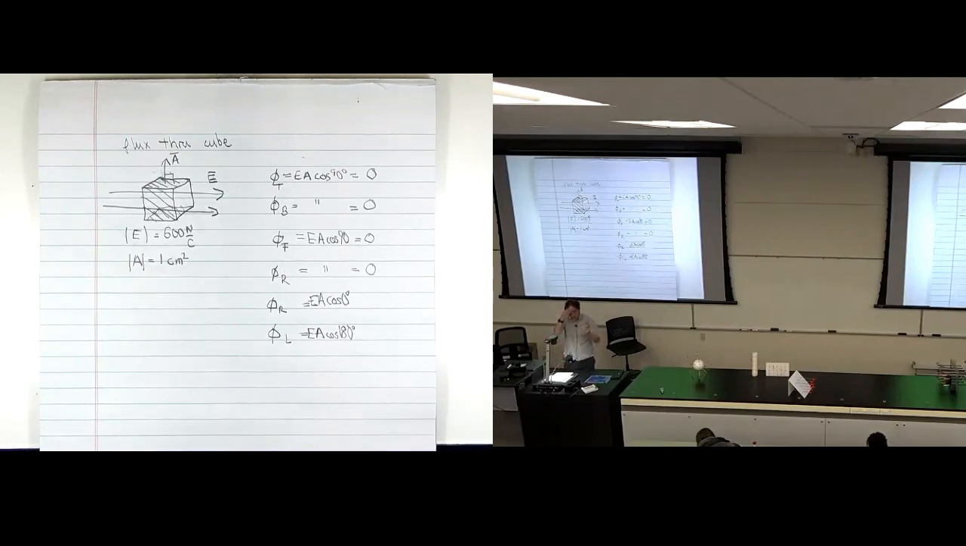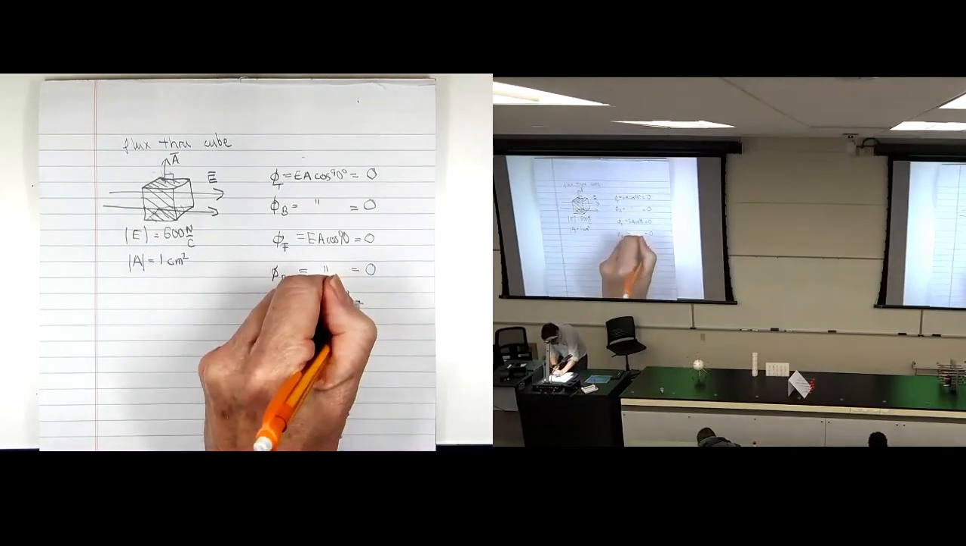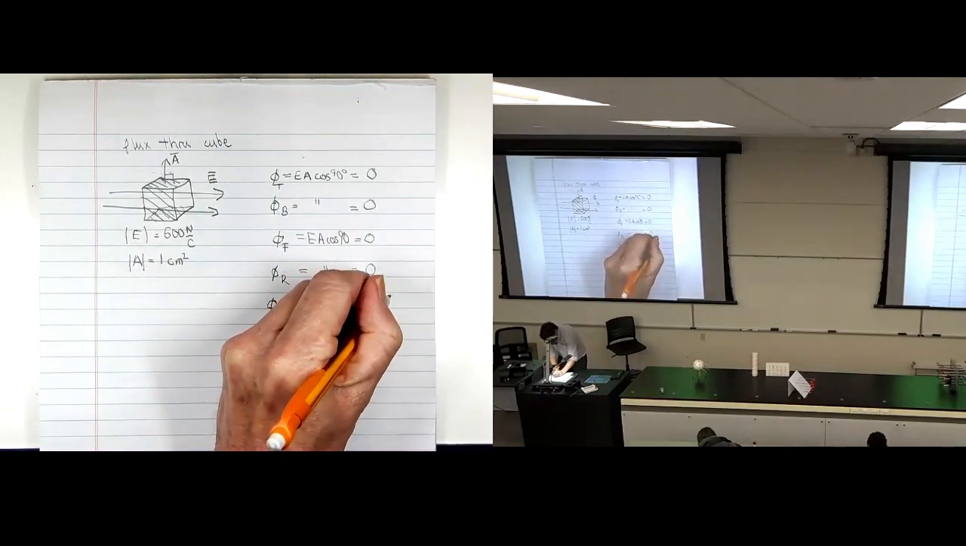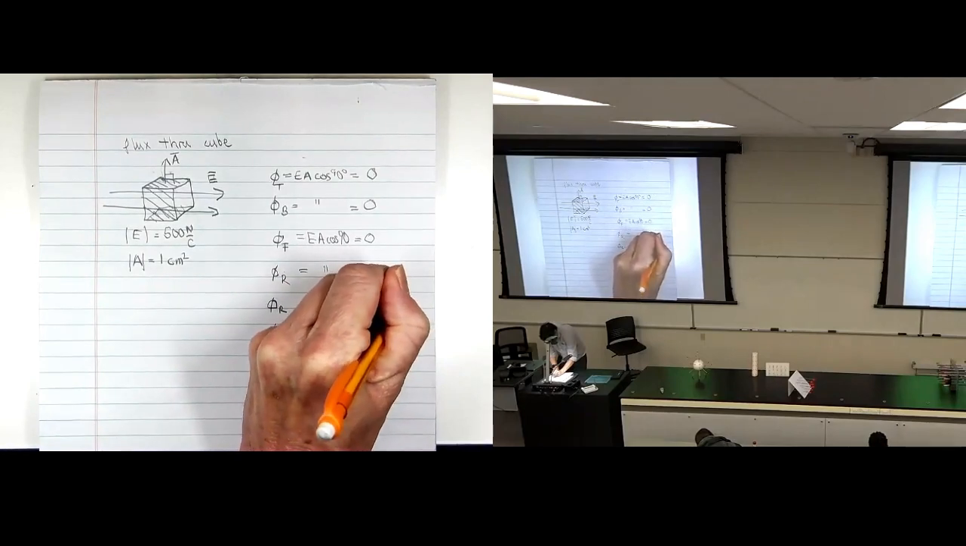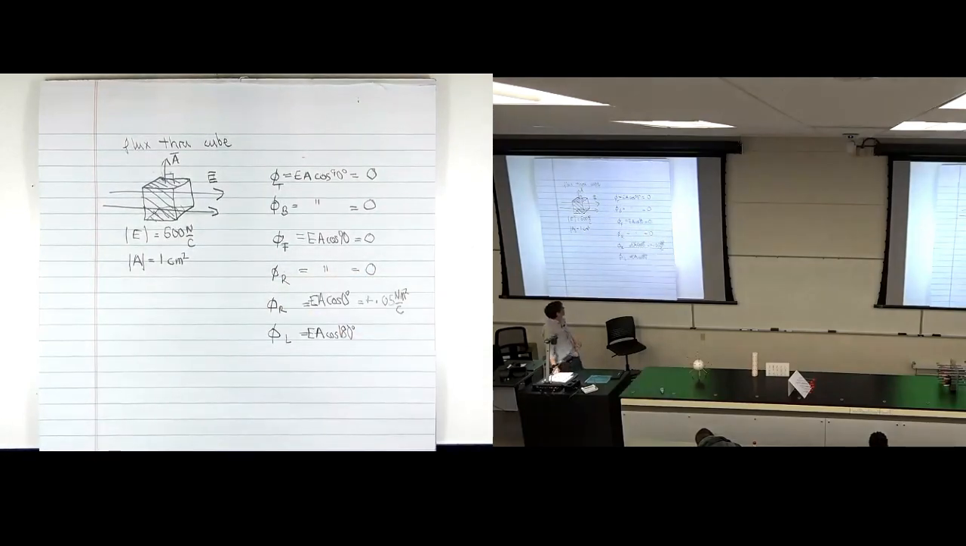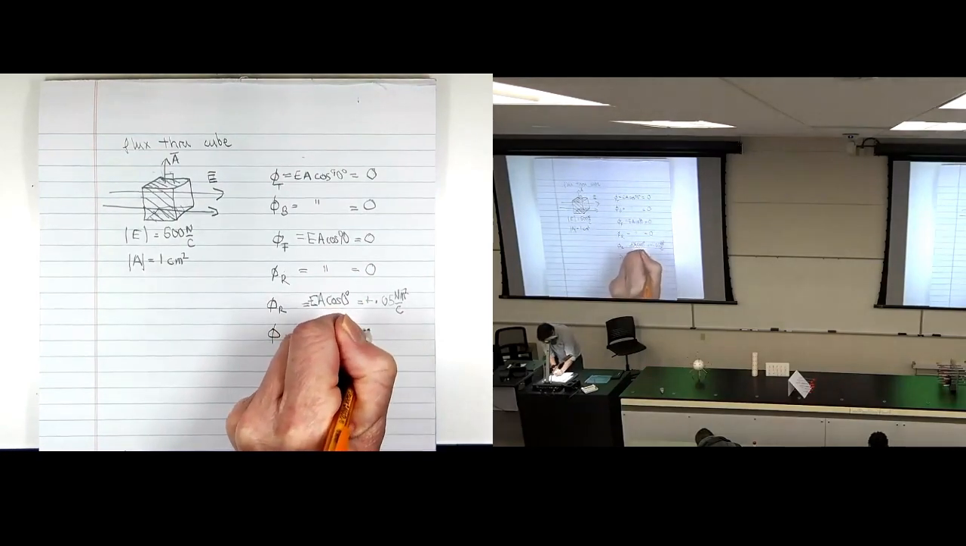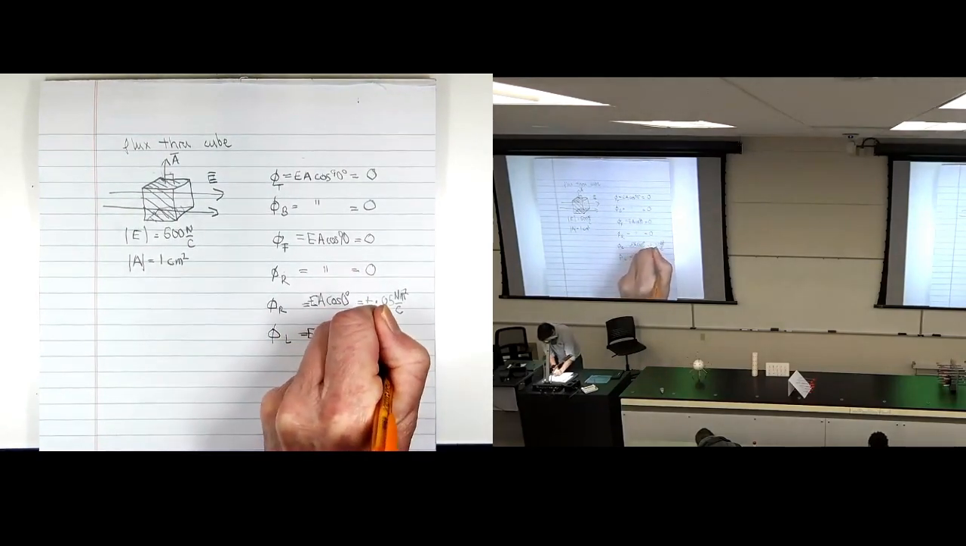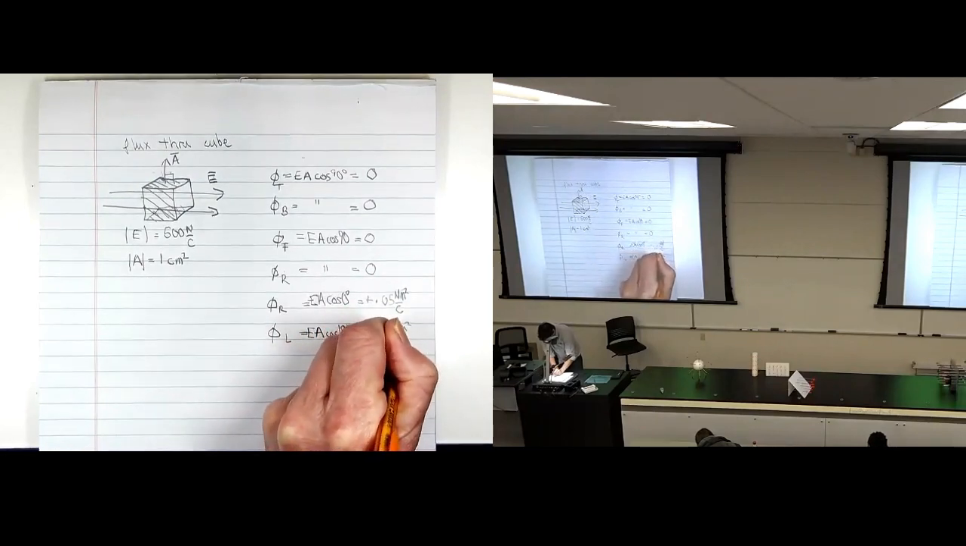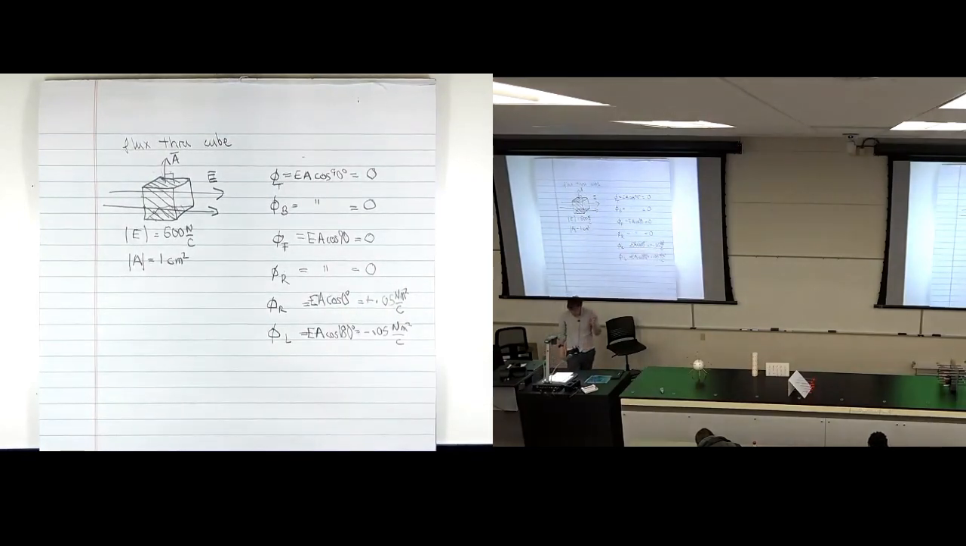So these two angles will give us a 1 and a -1, and if we fill in the numbers, the numbers were 500 newtons per coulomb for the field, 10 to the -4 square meters for the surface areas. We get plus 0.05 newton meter squared per coulomb, and minus 0.05. There's positive flux coming out on the right, and there's negative flux going in on the left. We've calculated all the 6 fluxes now through the 6 faces.